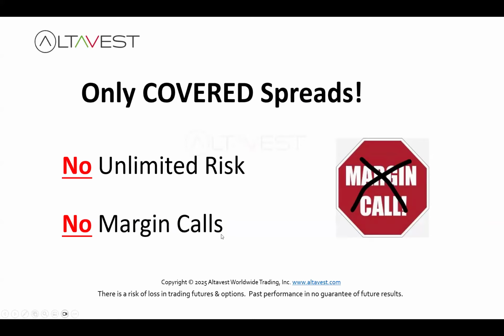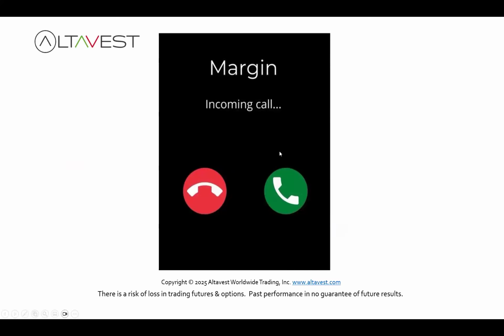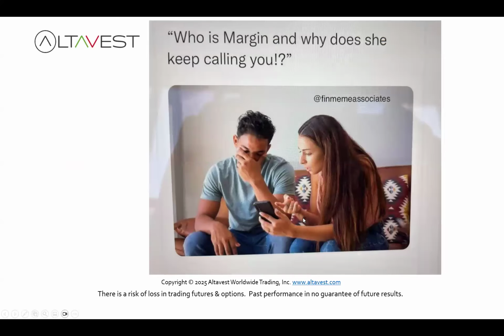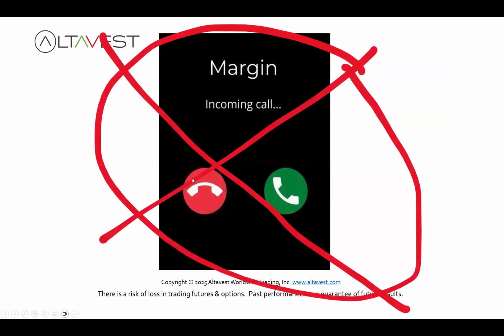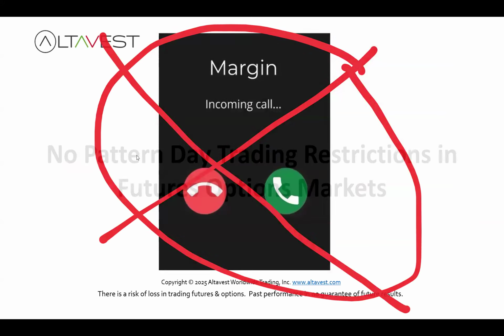And here's a big advantage, folks, no margin calls. When your risk is covered in advance, you're not going to be forced out of positions if you're trading covered spreads. So no margin calls. You're not going to get a call that says margin, just like this woman here says, who is margin and why does she keep calling you? So she wasn't too happy about that. So no margin calls with covered option strategies.